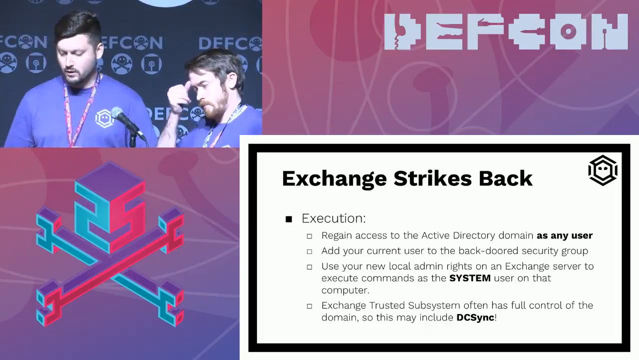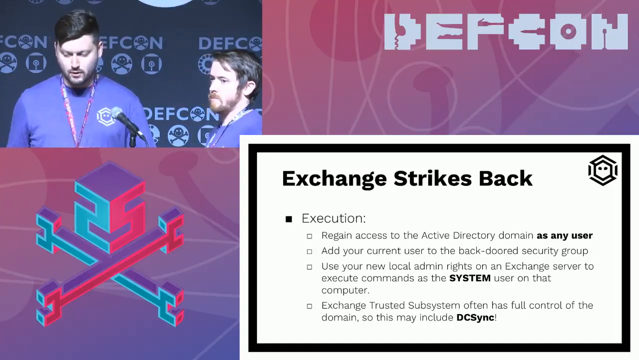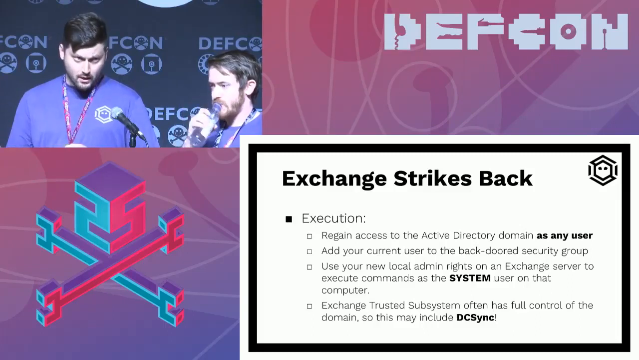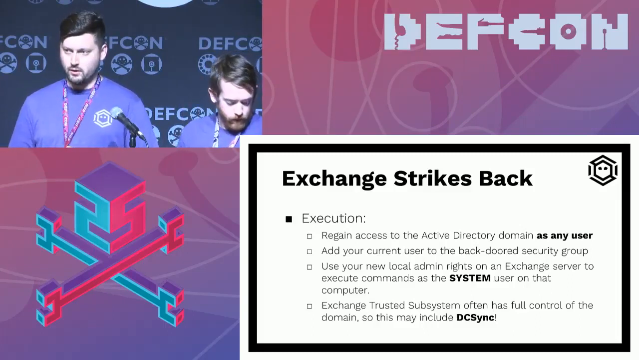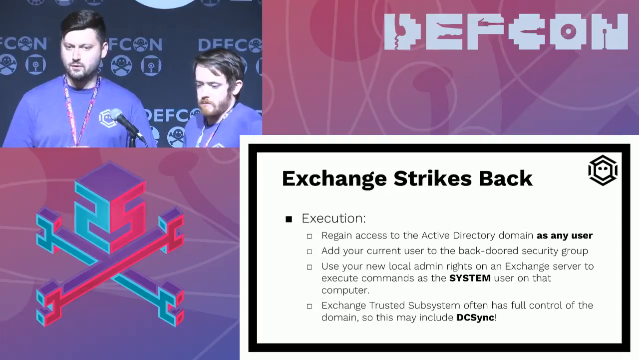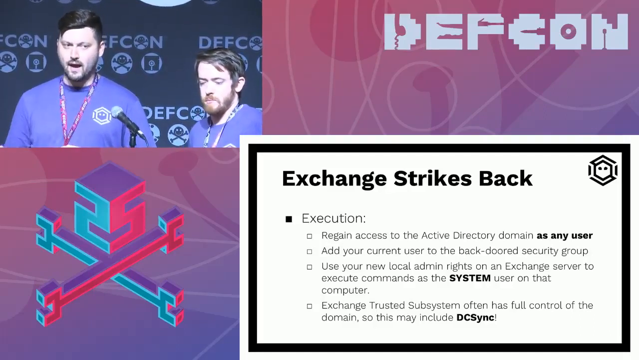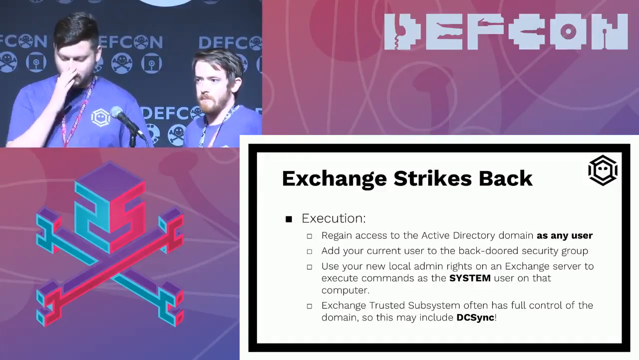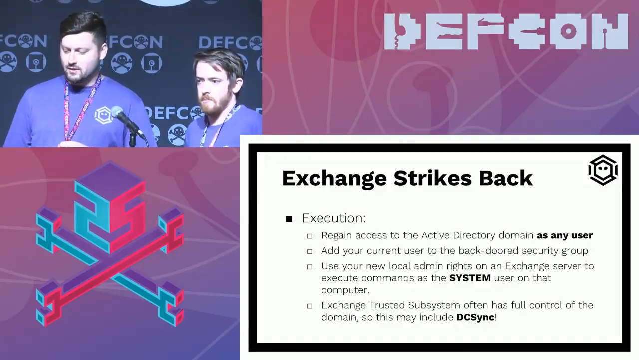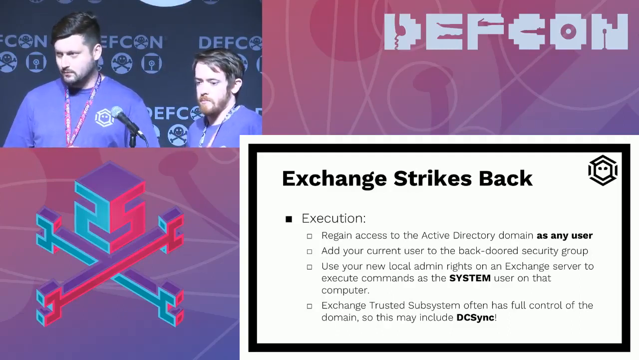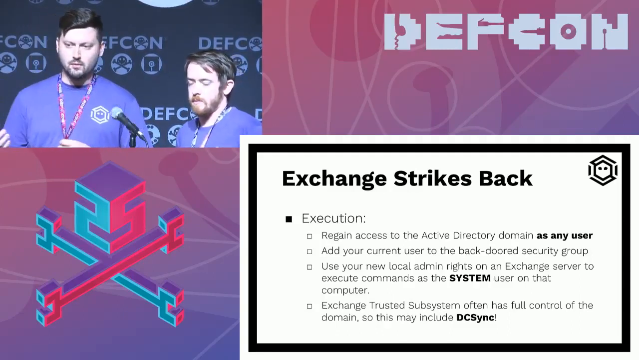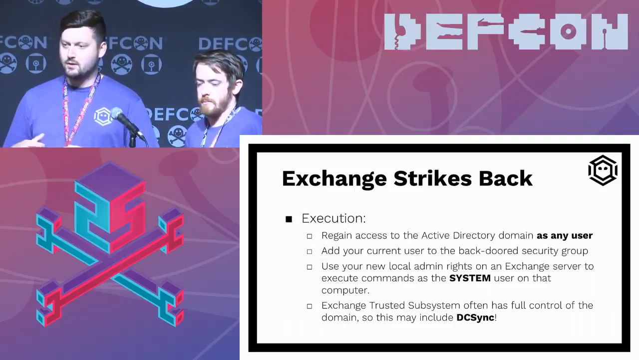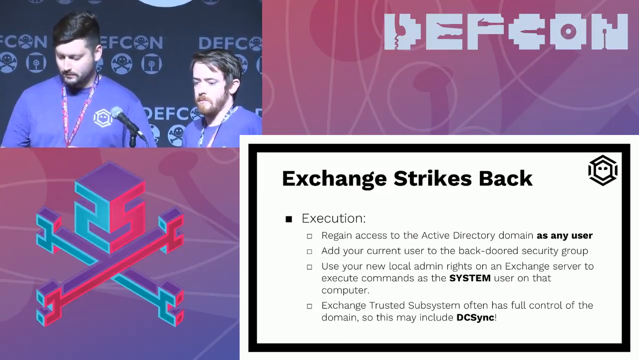How do we execute this? We're going to regain access to Active Directory as any user on any computer. We're going to add our current user, because they are an authenticated user to the domain. They have full control over the security group, like everybody else. We're going to add ourselves to that group. And then now, with our newfound local admin rights on an Exchange server, we're going to use PsExec, thanks Mark Russinovich, to execute Mimikatz as the SYSTEM user on that computer. When you execute as the SYSTEM user on a computer, you have the same privileges that the computer object in Active Directory has. So a lot of times this means DCSync.